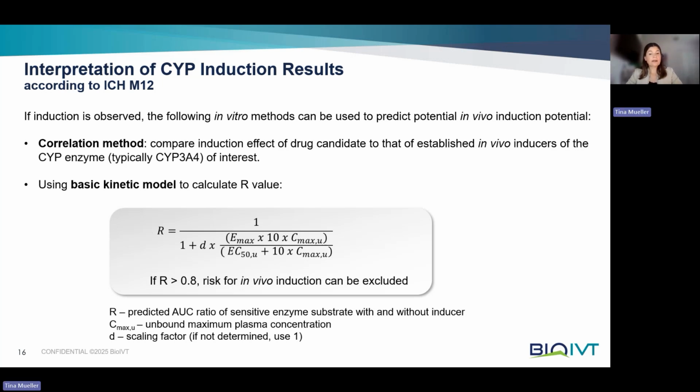Second, the basic kinetic model can be used to calculate the so-called R value. Now, simply said, the R value can be calculated using this formula here that includes the Emax, the EC50, and the unbound maximum concentration in plasma. And last, D is the so-called scaling factor. Now, to make this short, if R is greater than 0.8, the risk for in vivo induction can be excluded.